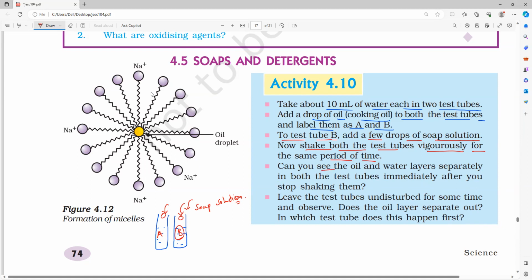Now, can you see the oil and water layers separately in both the test tubes immediately after you stop shaking them? They are asking. So let us see that. Now leave the test tubes undisturbed for some time and observe: does the oil layer separate out? In which test tube does this happen first? Anybody can tell? What is your observation? Anybody?